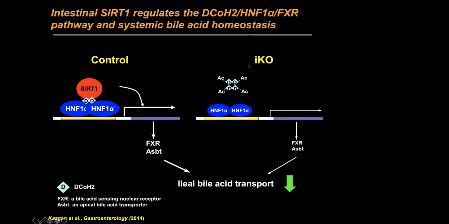In SIRT1 knockout mouse, on the other hand, the DCoH2 is hyperacetylated. Then they prefer to form a homotetramer instead of a heterotetramer with HNF1 alpha. So then this HNF1 alpha dimerization is reduced, and they have reduced binding to the promoter of these important genes involved in bile acid metabolism, which reduces ileal bile acid transport.